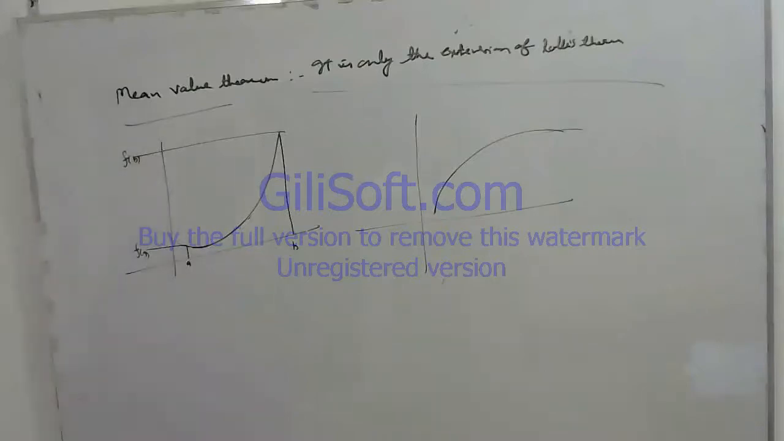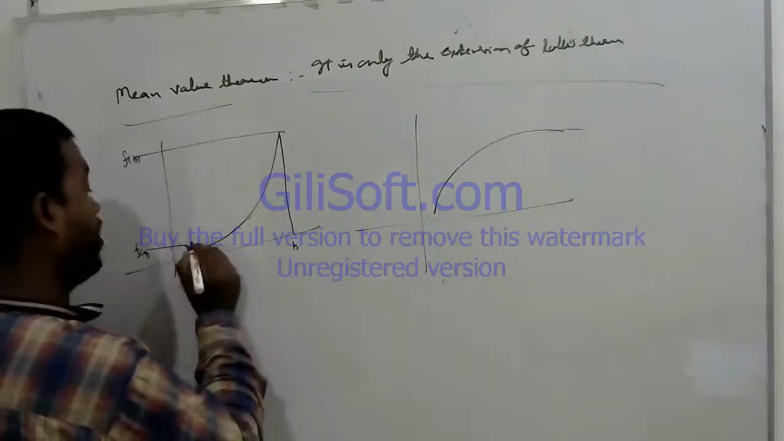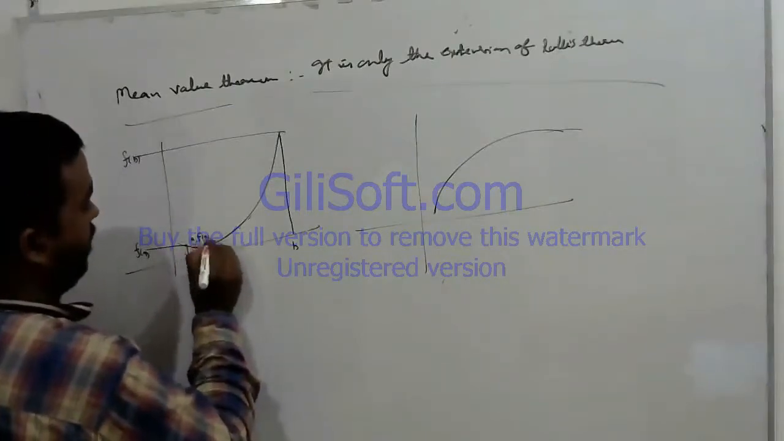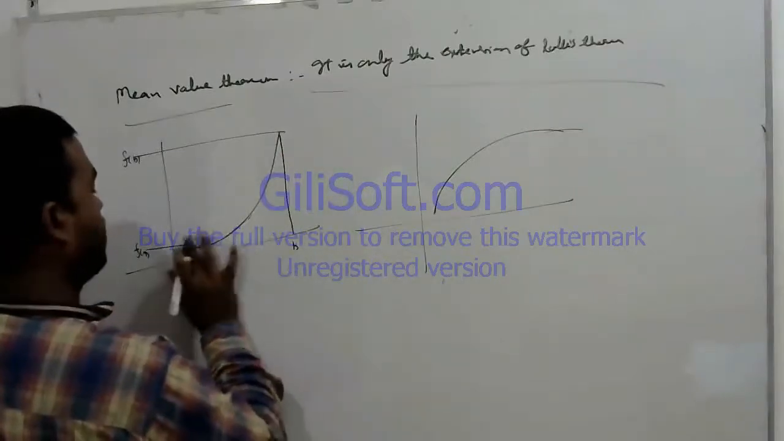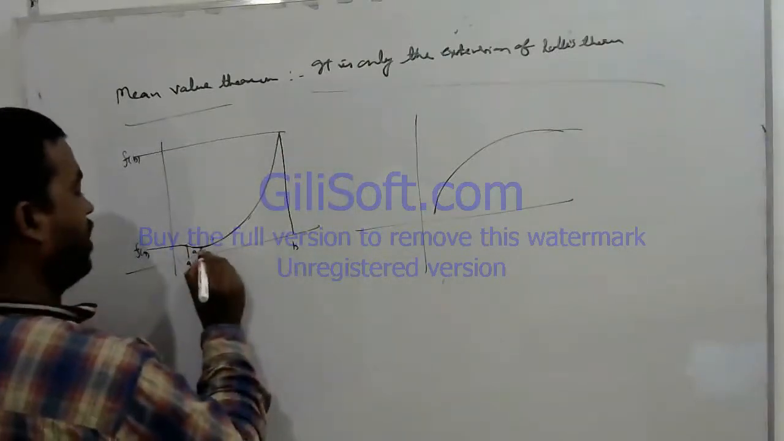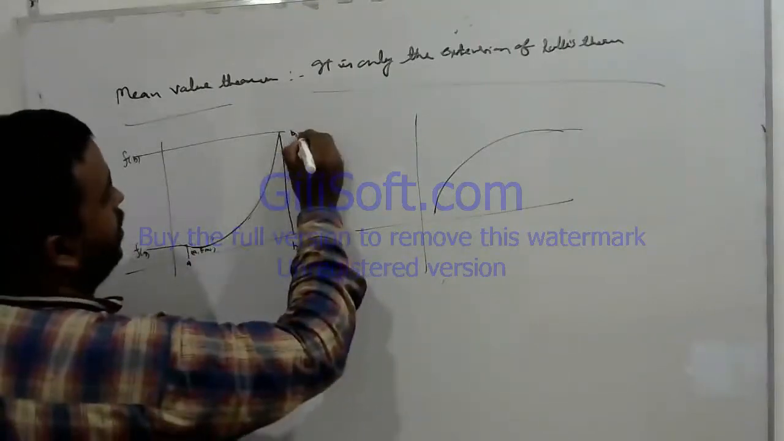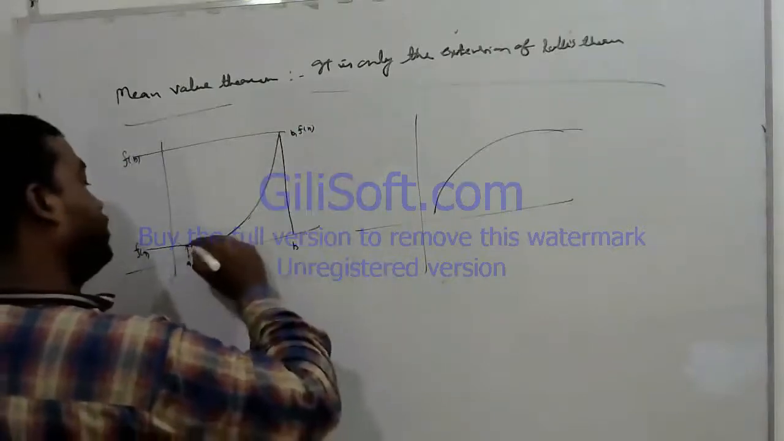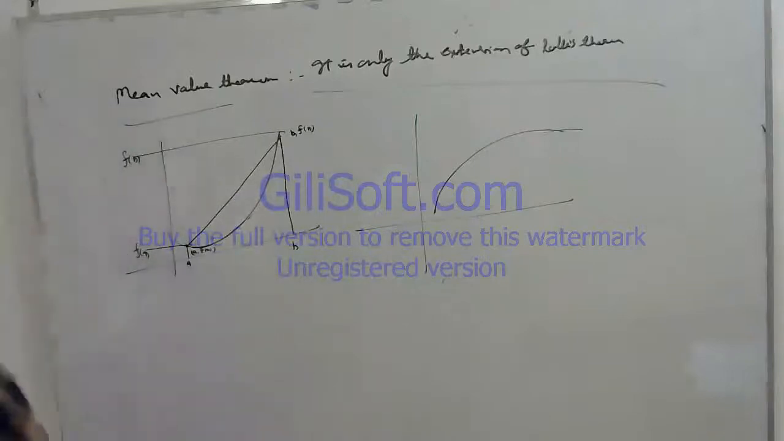Okay, then what is the coordinate of this point? The coordinate of this point is (a, f(a)), let me write it properly, and the coordinate of this point is (b, f(b)). Okay, so at these points we can draw a secant of this curve.